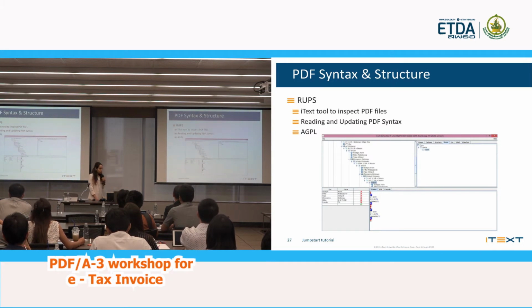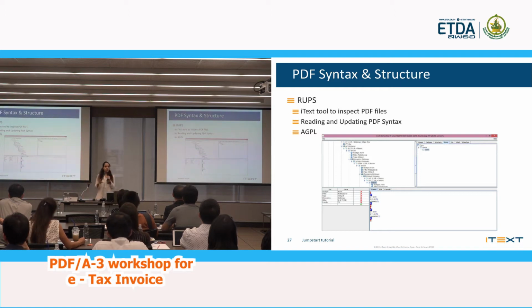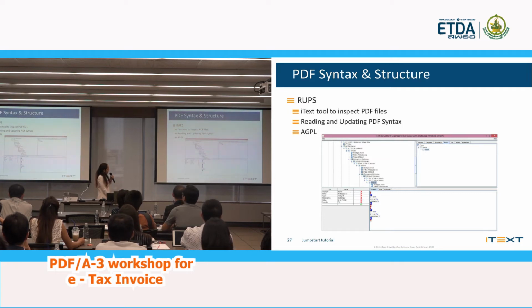So iText also has a tool called RUPS. This is used to inspect PDF files, and the same set of instructions that we just saw for the Hello World PDF can be seen as a structured tree, and it's easier to understand, easier to examine your PDFs using this.